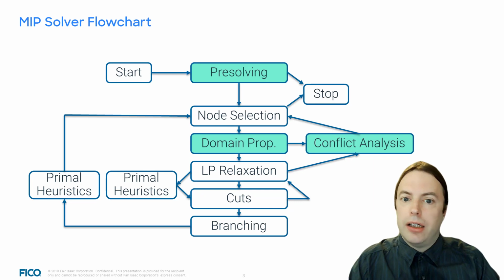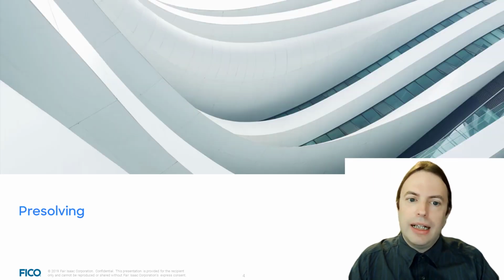Pre-solving, which is applied in the very beginning, before we enter the main loop. Domain propagation, which is part of every node processing and can be understood as local pre-solving. And conflict analysis, which is an additional procedure to be applied after infeasible nodes. Let's start with the main topic, pre-solving.